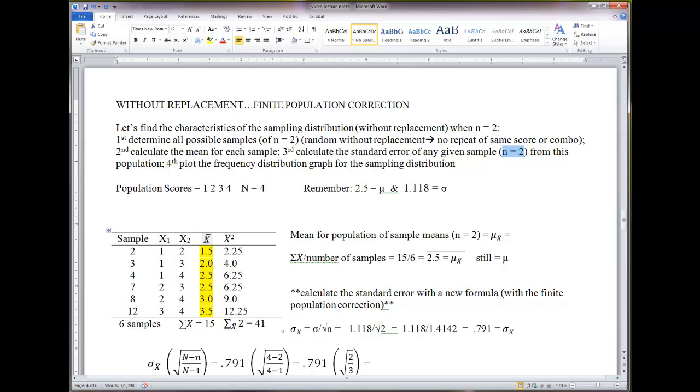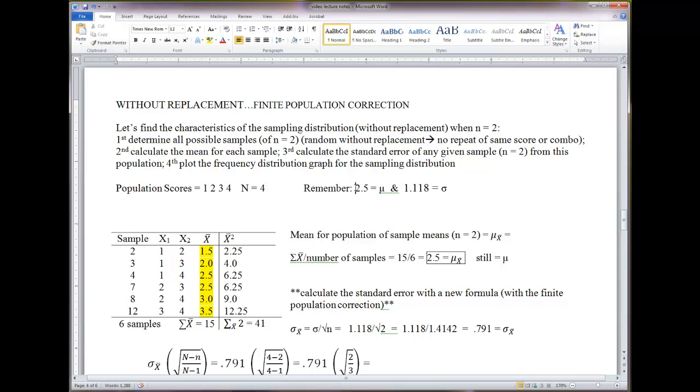So if we add all these means together, we get 15, which is the sum of all the means. And we can plug that into this formula to make sure that the mean that we calculate equals the population mean. So luckily, the central limit theorem with regards to the mean holds up even when we sample without replacement.